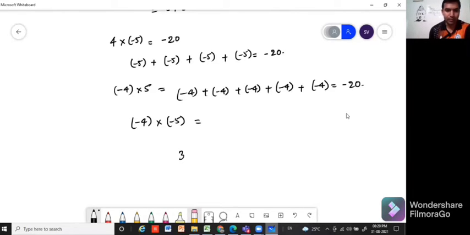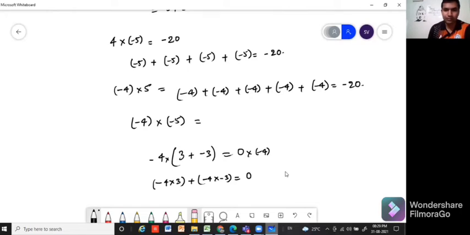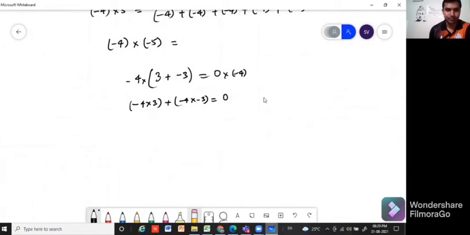So if I have, let's say, a number 3, and if I add negative 3 to it, we know that it will be 0. Negative 3 is the opposite of 3, right? So this result will be 0. Now, if I multiply both sides with negative 4, and open the bracket, I'll get negative 4 multiplied by positive 3 plus negative 4 multiplied by negative 3, which is equal to 0. 0 times anything is 0. So these results were known to the philosophers.